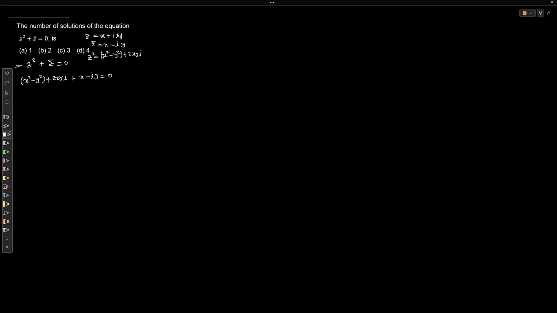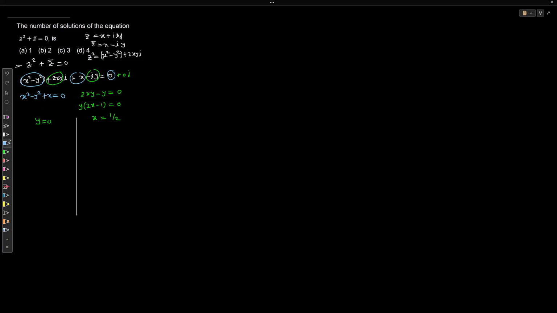Now collect your real parts. x square minus y square plus x is equal to 0. And what about the imaginary parts? 2xy minus y is equal to 0, just the imaginary part of it. Now take y common, and we'll get y times 2x minus 1 equal to 0. So that will lead us to y equal to 0 and x equal to half.